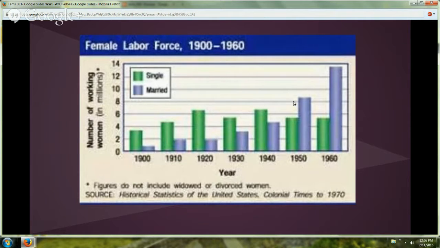This last bar graph shows the number of females in the labor force from 1900 to 1960. The graph also separates it between married and single women. Again, feel free to pause to really look at the data.